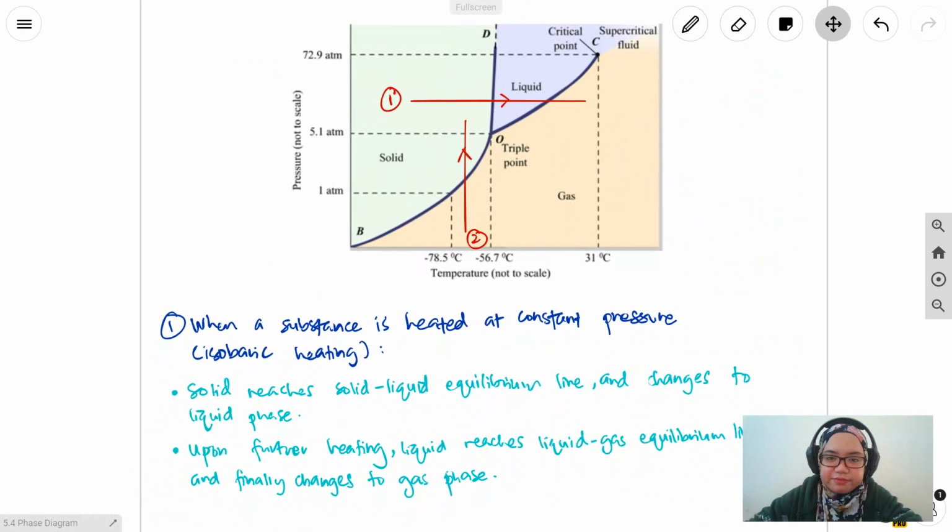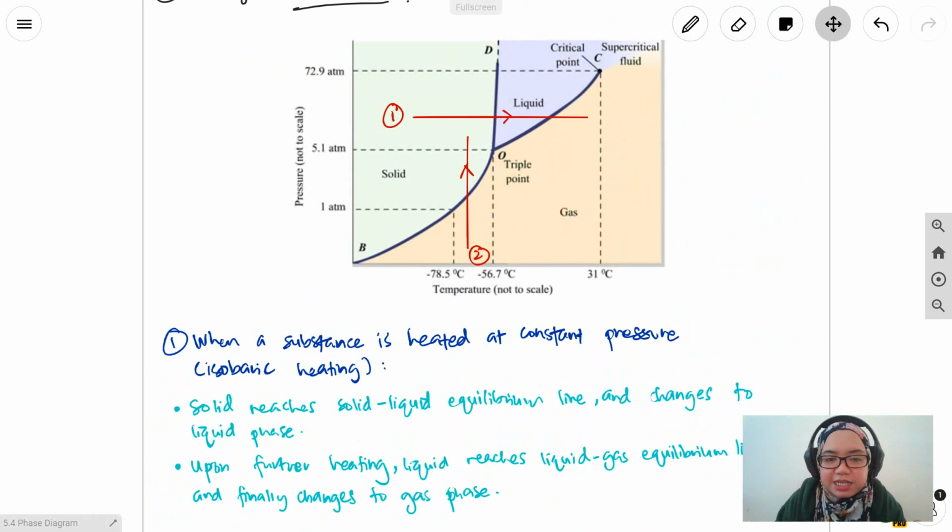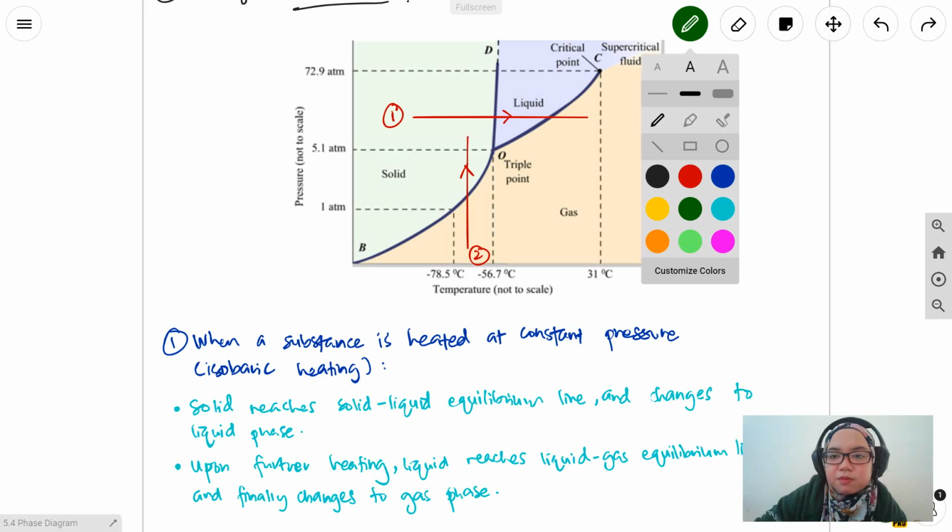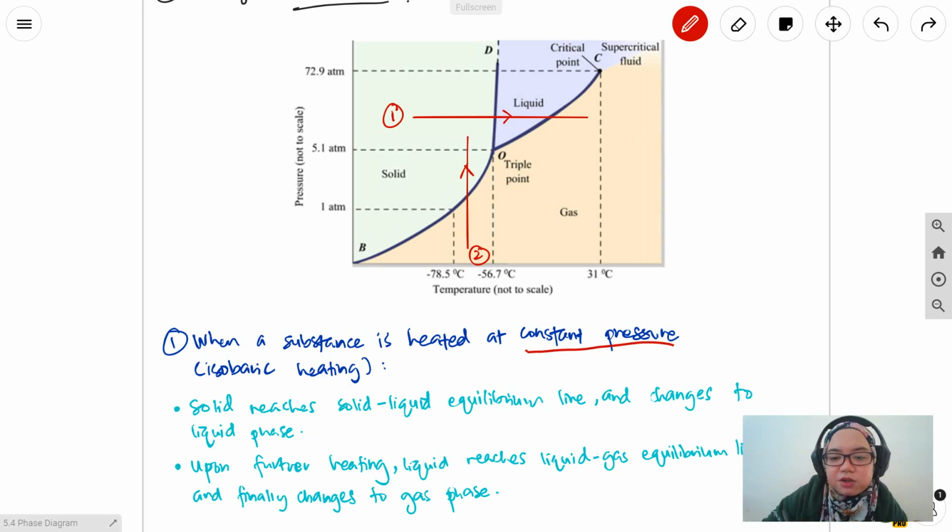Okay. So dekat sini kita ada dua phase changes yang kita akan tengok. First, kita akan tengok the changes in phase with respect to the temperature at constant pressure. Yang pertama ni, at constant pressure, which is kita panggil isobaric heating. Maksudnya, kita increase temperature at constant pressure. Okay. Dekat sini actually dia ada dua, tapi saya bagi contoh satu je.